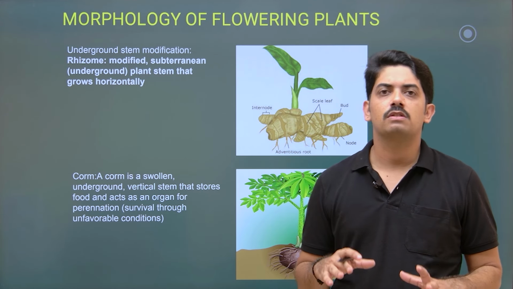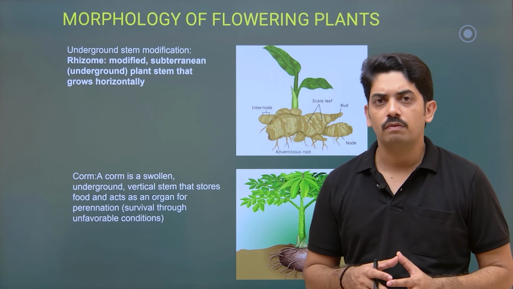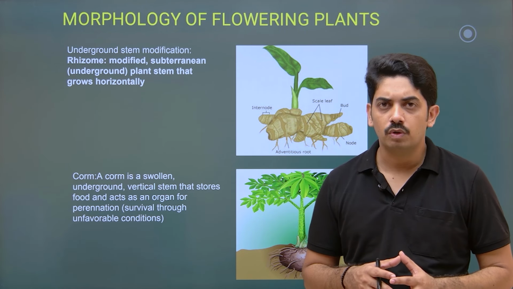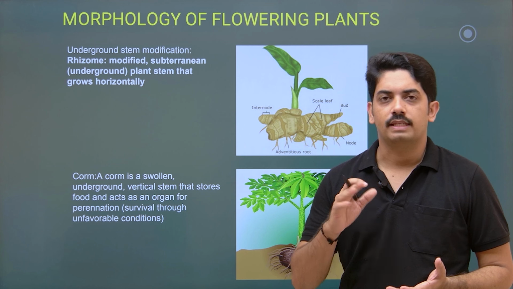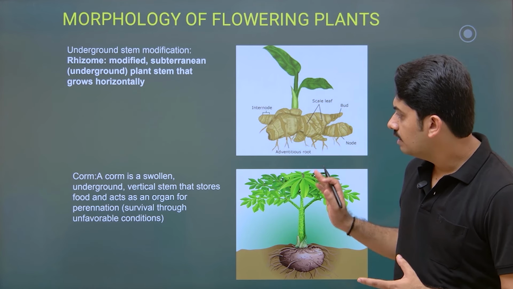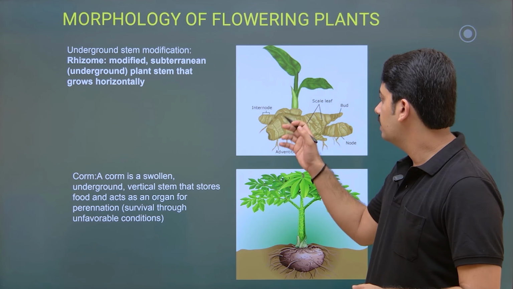Now coming to modifications, this is very important. The primary functions we have studied, sometimes it also involves photosynthesis. The main function is to bear leaf, flower, fruit, etc. But what is the modification? Here you can see one picture.